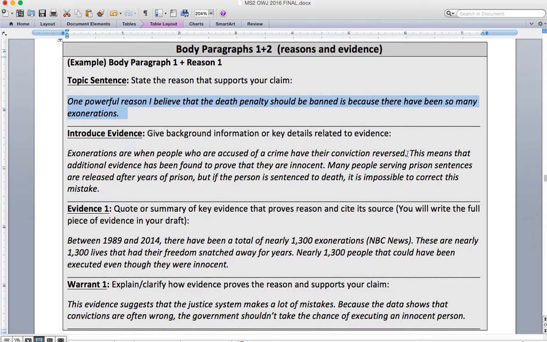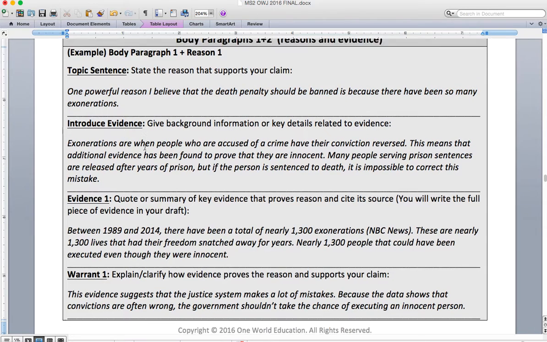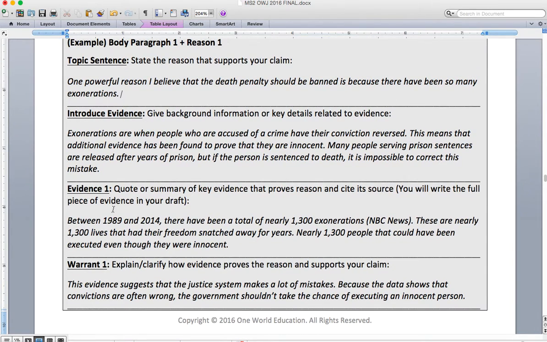This means that additional evidence has been found to prove that they are innocent. Many people serving prison sentences are released after years in prison, but if the person is sentenced to death, it is impossible to correct this mistake. So this is the background information. It gives a definition of a word that was not obvious. So you, as the writer, are going to have to think about what about your reason is maybe not going to make sense to your reader, and you have to explain that to them.